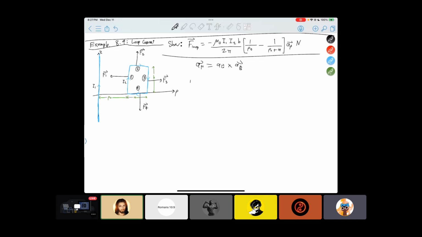So for the first one, let's see. If current here is flowing, all right, so we know that the magnetic field, if we do the right-hand rule, I'm going to draw it in green, it's going to flow in this direction. It's going to go around the blue line. And it's going to be the same thing over here. So it's going to go, let's see, boom.